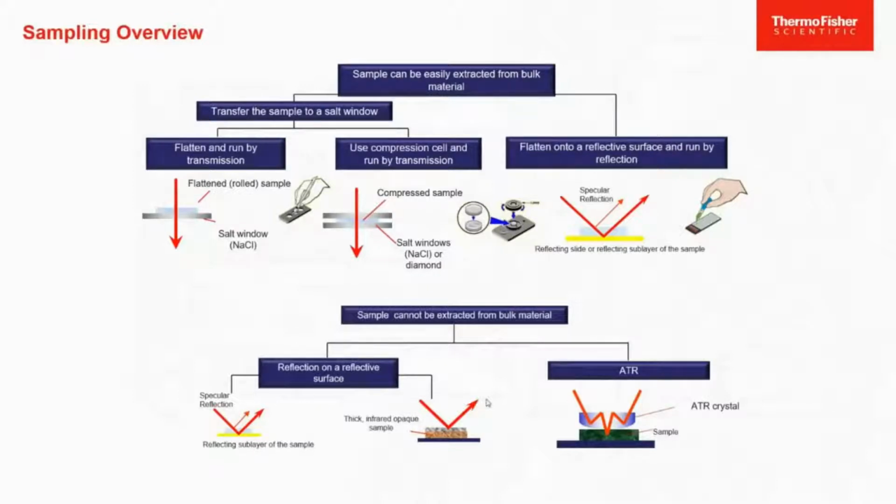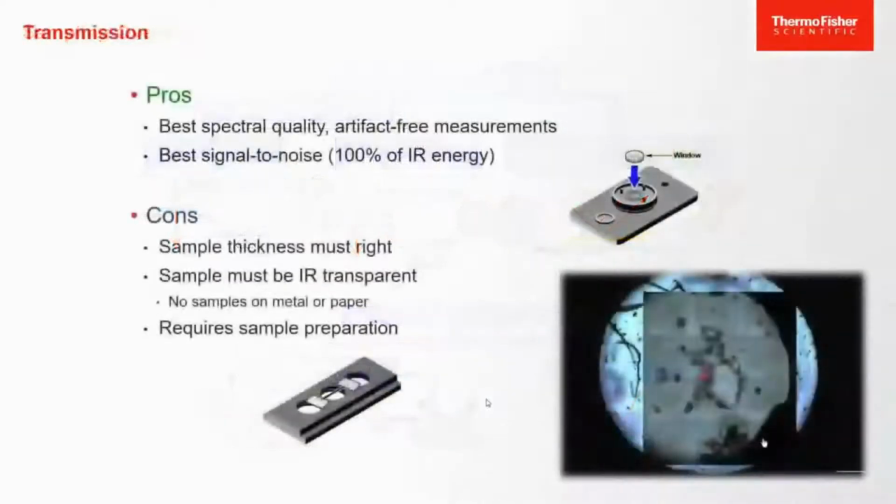If the sample can't be extracted, say it's a geological sample and you're looking at something deeply embedded in it, then you either have to dig it out or you have to analyze it in situ. And again, that would apply to a film on a surface or something like that. So then you use one of the reflection techniques. And again, as I said, ATR is probably one of the preferred, where you just touch the sample, do your analysis, and be on your way. And I'll show that in a moment.